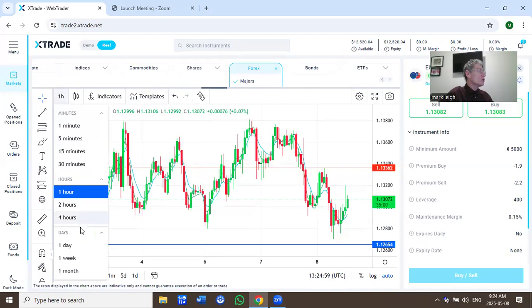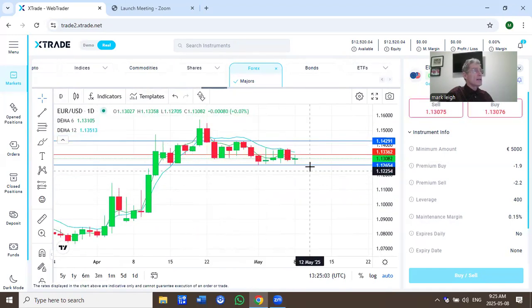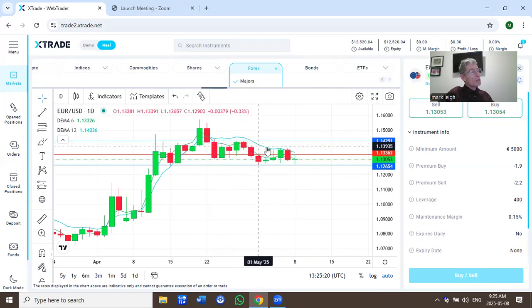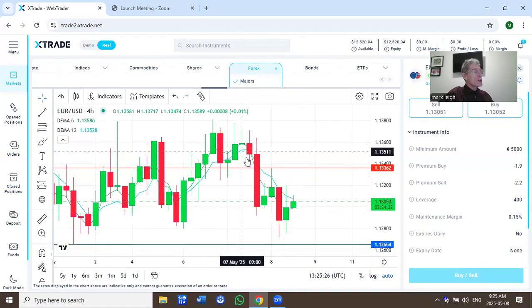Start with the euro on the daily. And there you can see it has tried higher and lower. 4 hour resistance sitting at 113.39. And we've got support down here at 112.68. EMAs are pointing down, but pretty much sideways and flat at this point. If I go to the 4 hour, there you can see the downtrend.